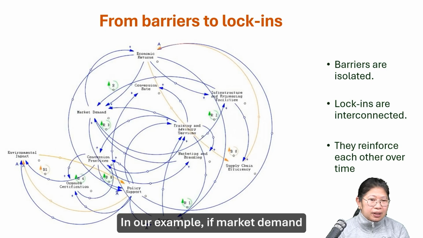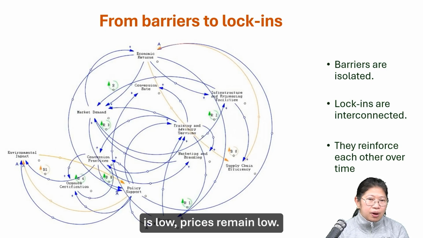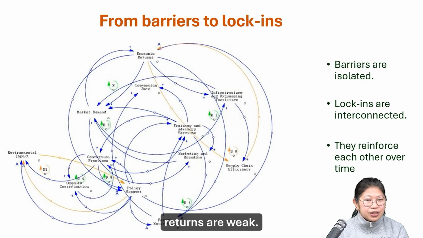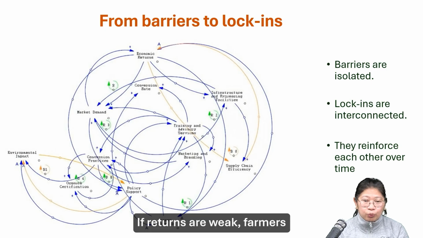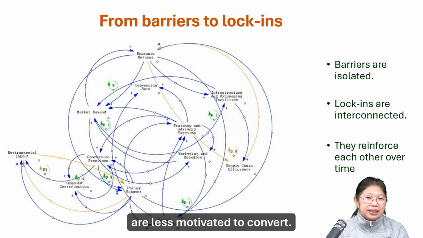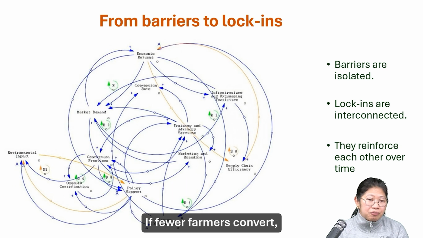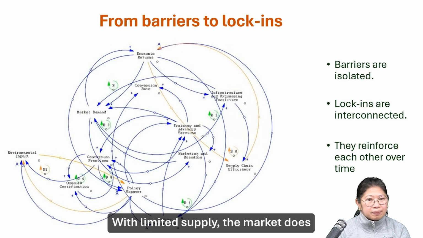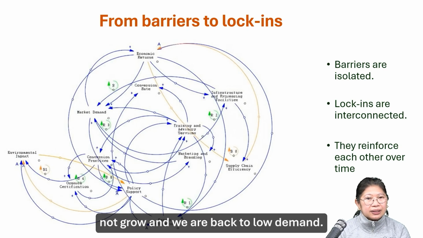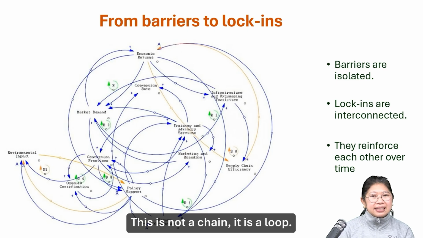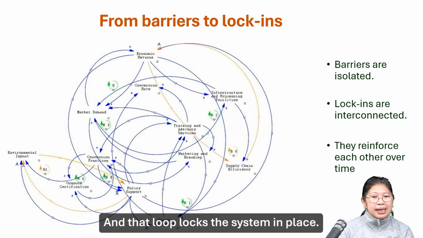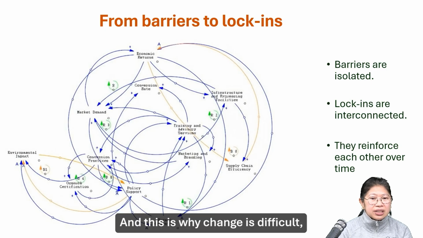In our example, if market demand is low, prices remain low. If prices are low, economic returns are weak. If returns are weak, farmers are less motivated to convert. If fewer farmers convert, supply remains limited. With limited supply, the market does not grow and we are back to low demand. This is not a chain. It is a loop. And that loop locks the system in place. And this is why change is difficult, because the system maintains itself.